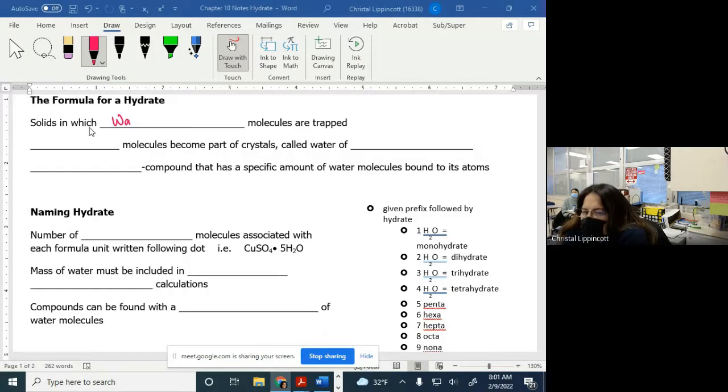Okay, so water: a solid in which water molecules are trapped. The water molecules then become part of the crystal, and it's called water of hydration. And a hydrate then is a compound that has a specific amount of water bound to the atoms. Okay.